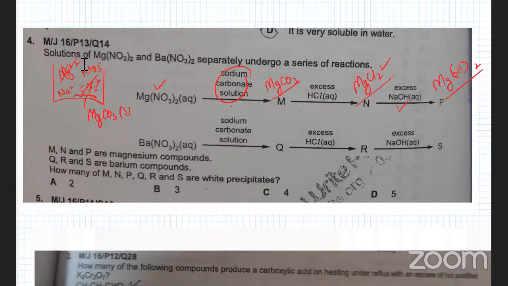They were talking about the solution and they already told us that they are magnesium compounds, so we're interested in magnesium compounds. Although sodium nitrate will be formed in the solution, they're not talking about other compounds.